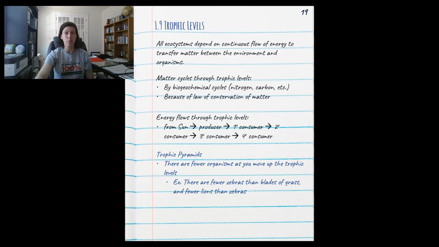Trophic levels are represented by what we call trophic pyramids, and it's literally in the shape of a pyramid, where you can see that there are fewer organisms at the top, more at the bottom. So as you move up the trophic levels, you get less and less organisms, less and less energy, less biomass. For example, on the bottom, if you have grass, there's going to be a lot more grass, and there's going to be zebras, and there's going to be less lions than there are zebras.